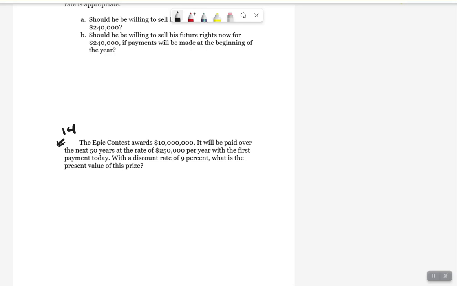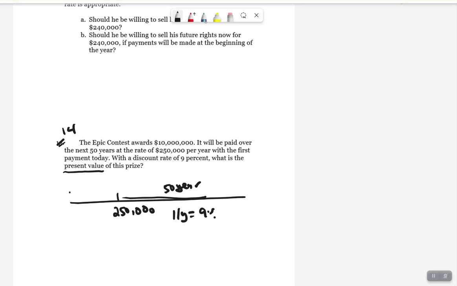So now what is the present value? We're looking for the present value. What the question is saying is we're going to get 250,000 for how many years? We're going to get it for 50 years. And what is the rate? Our rate is 9%. So we want to know the present value. It says per year with the first payment due today. If it's due today, meaning due now, we need to put our calculator in begin mode, because you start receiving the money today.